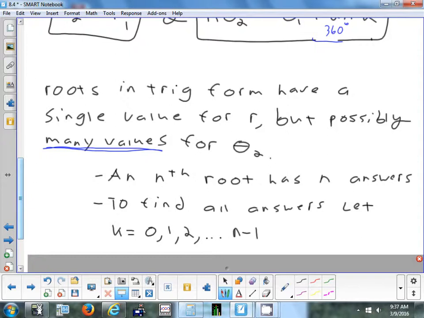For example, if you wanted to find the cube roots, how many answers did I say a cube root has? 3. You would let k equal 0, 1, and 2. That's how you get the 3 answers. Okay? How about a 4th root? You would let k equal 0, 1, 2, 3. That's how you get the 4 answers. So we just have to remember when we fill in for k, we start with 0, and we go right up to basically 1 less than the root. 5th root, you'd go 0, 1, 2, 3, 4.